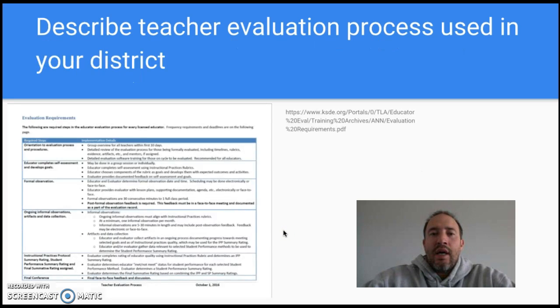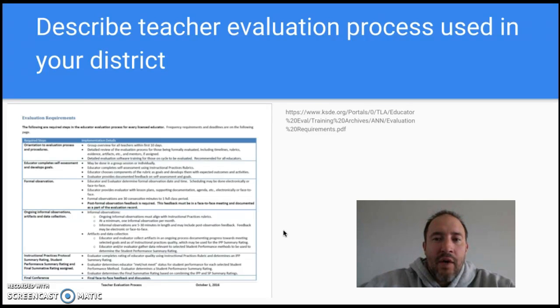All right, our teacher evaluation process in our district, we use KEEP, which is the free teacher evaluation tool provided by KSDE, which is the Kansas Department of Education. So I think basically we chose that because it was free and because it has been evaluated and seen as a good tool to use as well.